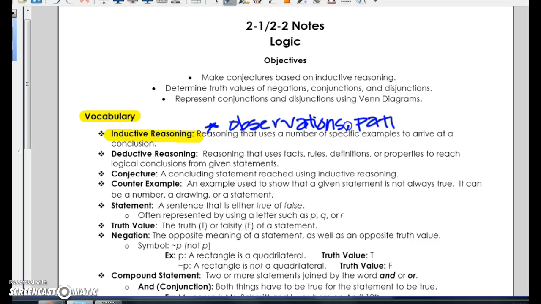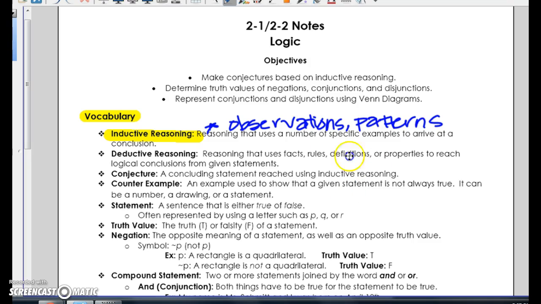The other type of reasoning that we're going to use is deductive reasoning. Deductive reasoning is reasoning that uses facts and rules and definitions and properties, and what we'll be learning too, which are postulates and theorems. When we start writing proofs, we will be doing deductive reasoning.